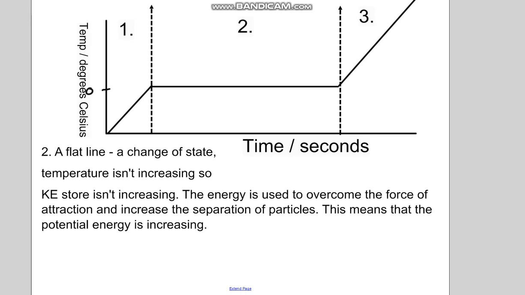So that must mean that the kinetic energy store of the substance is not increasing. So that's a really important point to note down. Whenever you have a flat line on this graph, your kinetic store is not increasing, because the temperature isn't increasing. So I'm going to pause there, and we're going to continue on part 2.